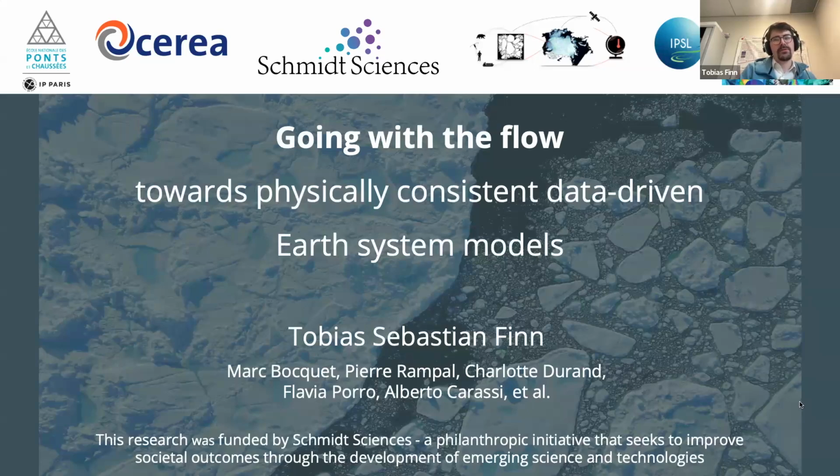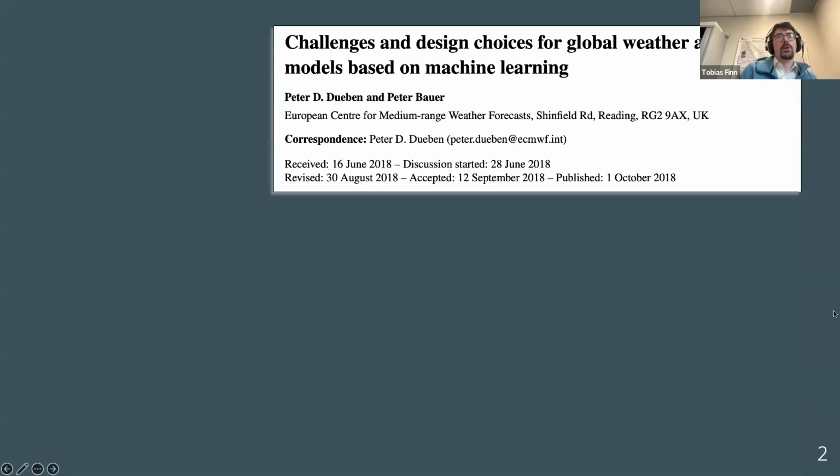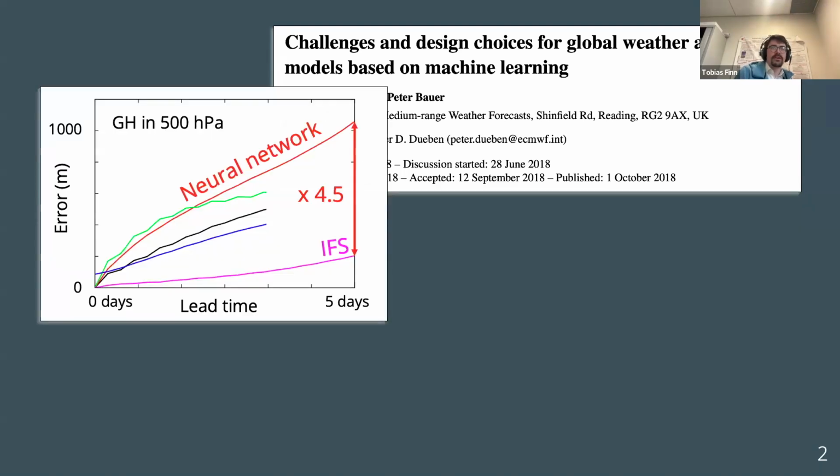To directly jump into the first revolution, we have to make a small detour. We have to jump basically 6-7 years back. This paper, Challenges and Design Choices for Global Weather and Climate Models based on Machine Learning, was one of the first papers that investigated how we can use neural networks, how we can use deep learning for numerical weather prediction. And back then, they showed figures like this.